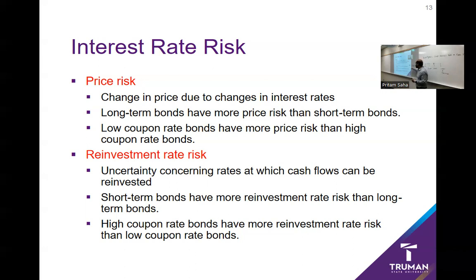Think about it this way. One bond paying you 1% coupon, another bond paying you 10% coupon. Same face value. If you want to discount and find the value of the bond, look at the ratio of your cash flow. Lower coupon bond value has more weight on the present value of face value. As a result, when interest rate fluctuates, this is going to be more affected. So that's why low coupon rate bonds have more price risk than high coupon rate bonds.